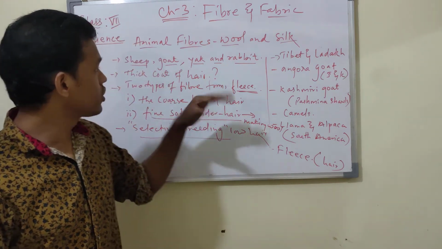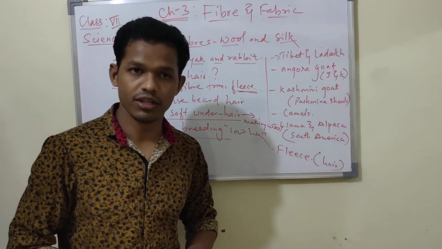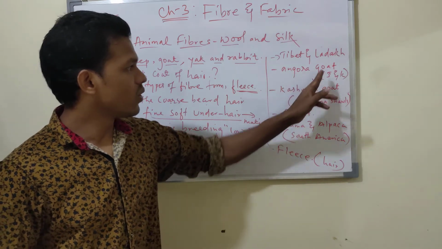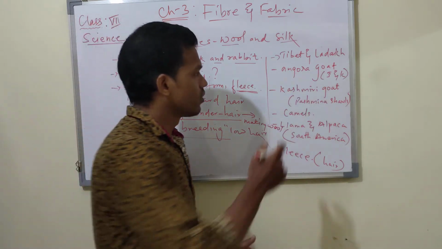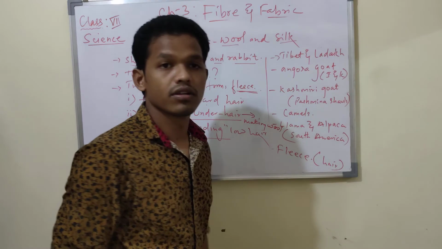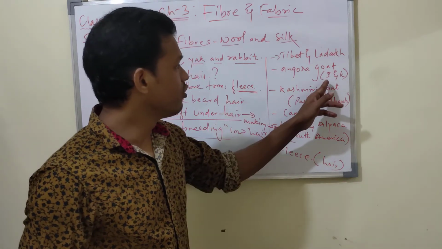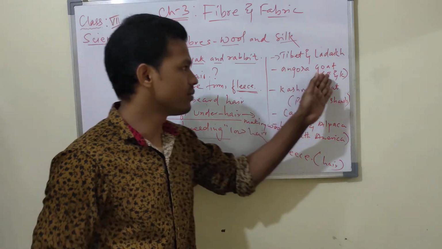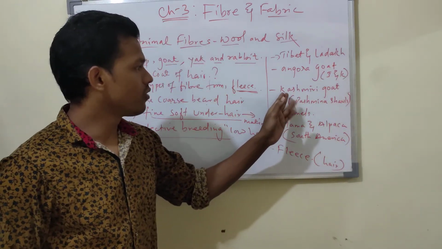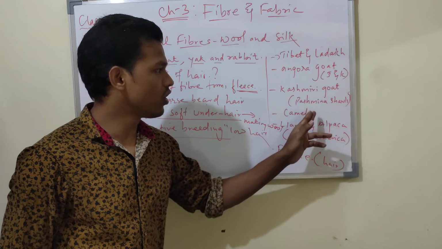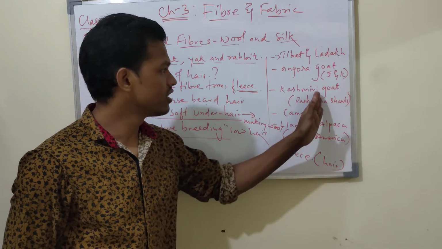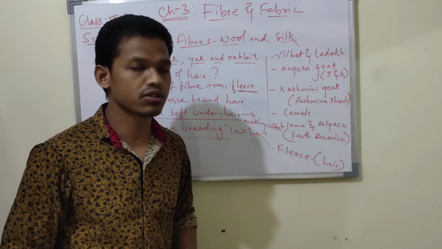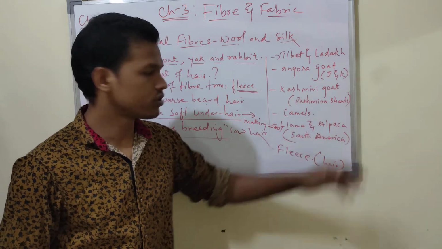There are also other breeds of sheep. We get wool from other animals such as the Angora goat. You will find the Angora goat in the hilly region of Jammu and Kashmir. You will also find the Kashmiri goat. Mostly the fleece is used for making shawls, so Pashmina shawls are made.